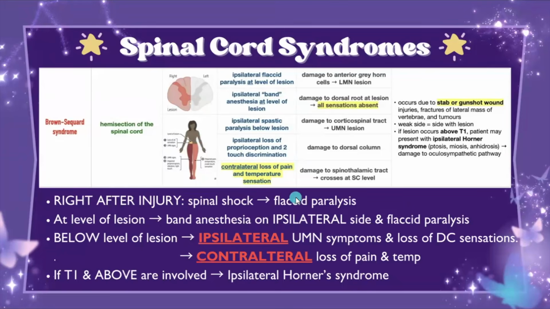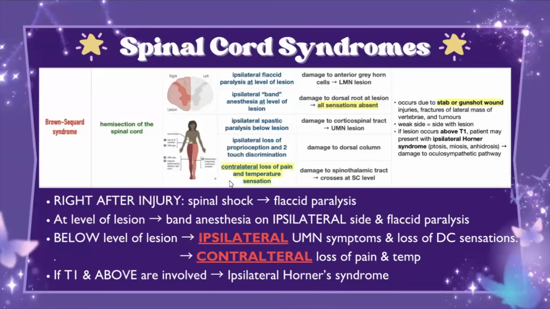But it is important to note, because they like to trick you with this, that right after the spinal cord injury, you would have spinal shock. Okay, so you would have flaccid paralysis right after. However, after this spinal shock resolves and settles down, then you would start seeing these symptoms. But these symptoms don't exist right after the injury. The spinal shock has to resolve first for these to show. Okay?